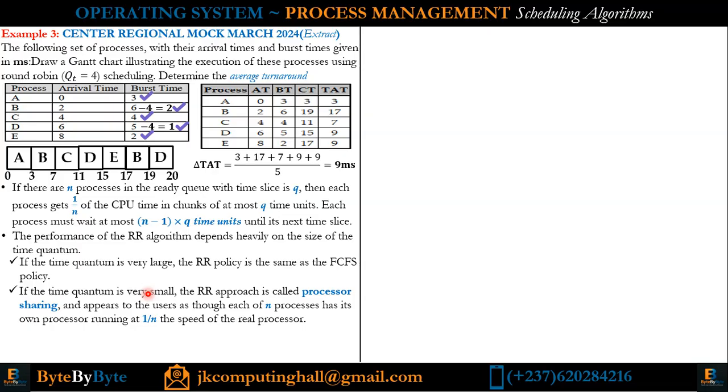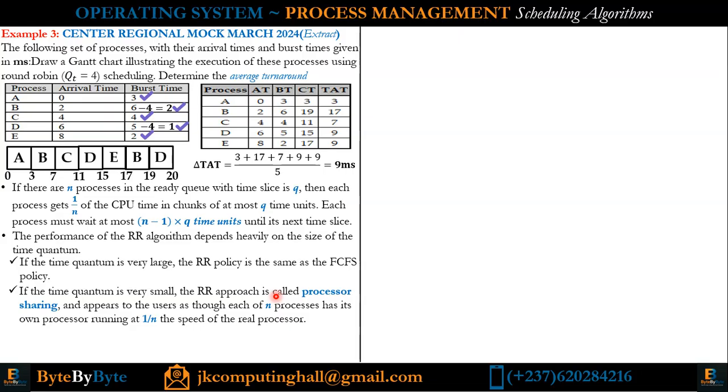If the time quantum is very small, the round robin approach is called processor sharing and appears to the user as though each of the n processes has its own processor running at 1 on n the speed of the real processor. But this is just in theory. So take note of the instances where the time quantum is large and when it is small.